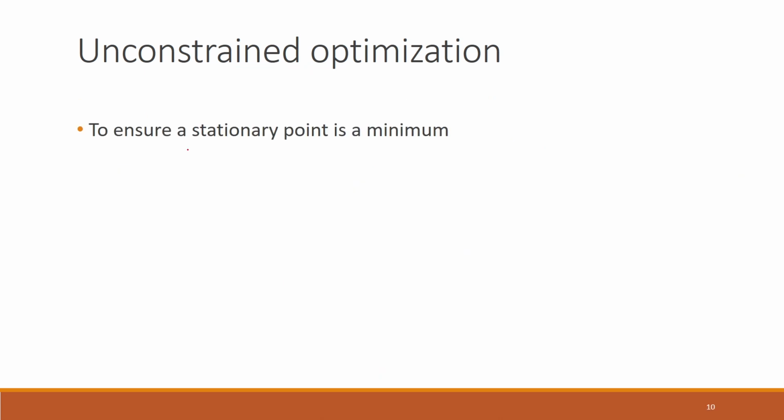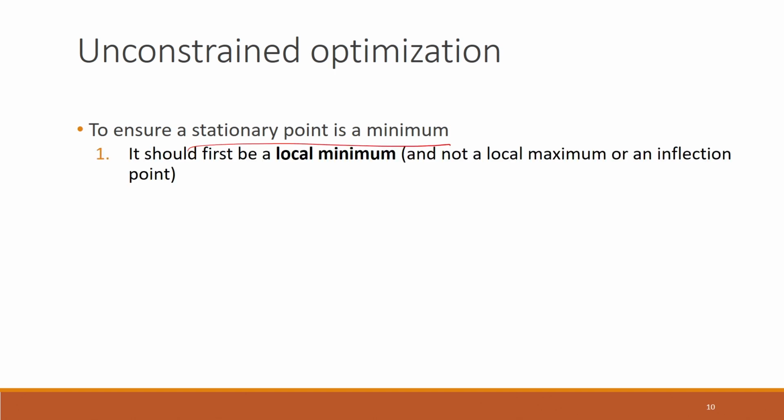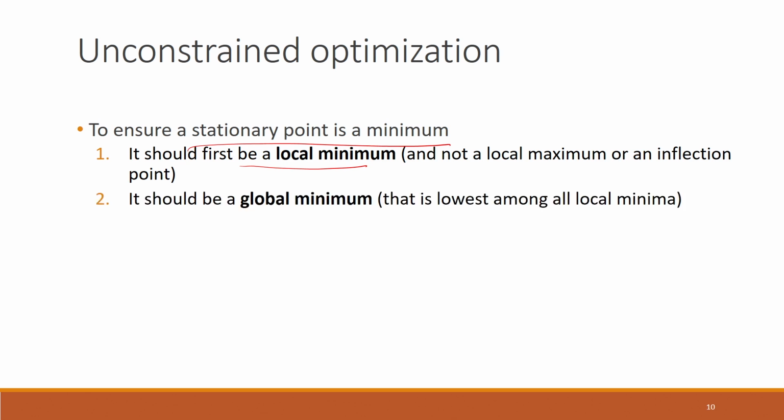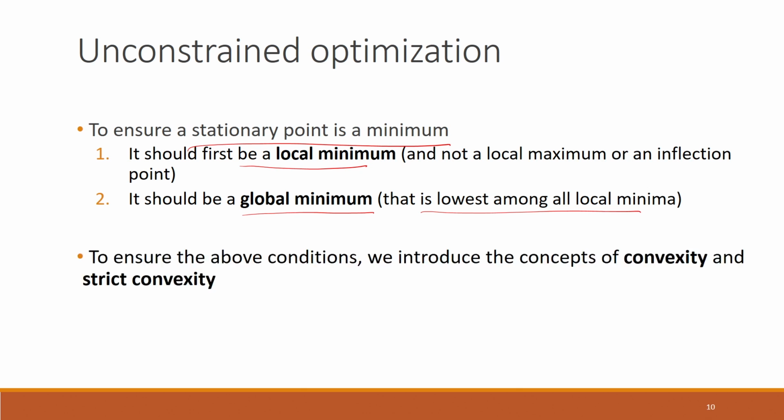To ensure a stationary point is a minimum, one thing is that it should first be a local minimum. That is, it should neither be a local maximum nor an inflection point. And among all the local minima, it should be the one where the function value is the lowest, that is, it should be the global minimum. This is what it is saying, that it is the lowest among all the local minima. So, in order to understand these conditions here, we will be introducing the concepts of convexity and strict convexity.